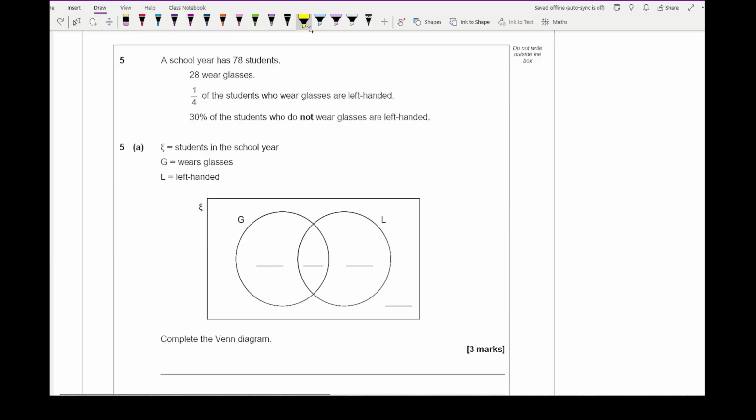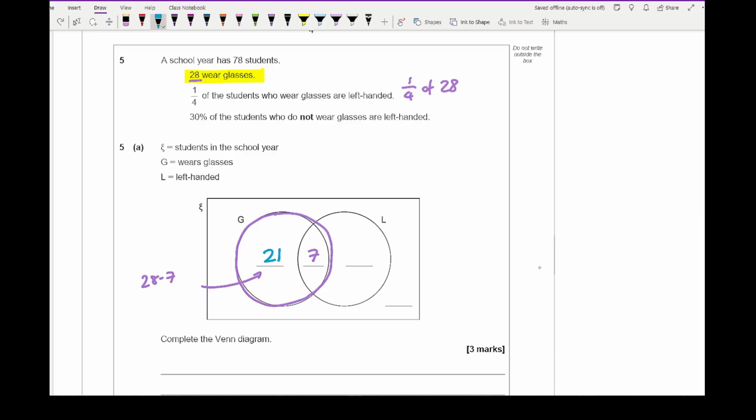Looking at our first bit of information, that 28 wear glasses, that means the circle under G has to add up to 28. It then says that a quarter of the students who wear glasses are left-handed, so a quarter of 28, which is 28 divided by 4, which is 7, times 1, which is 7, so 7 are left-handed. If the total circle adds up to 28, then this number here is going to be 28 minus 7, which is 21.